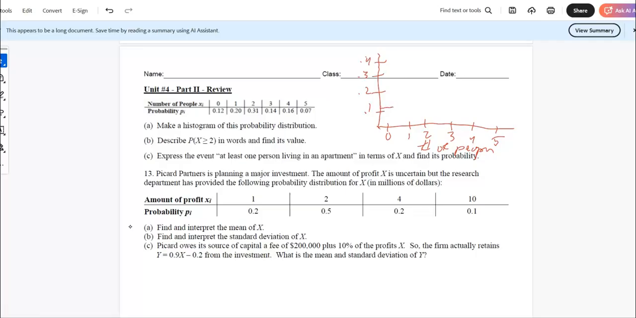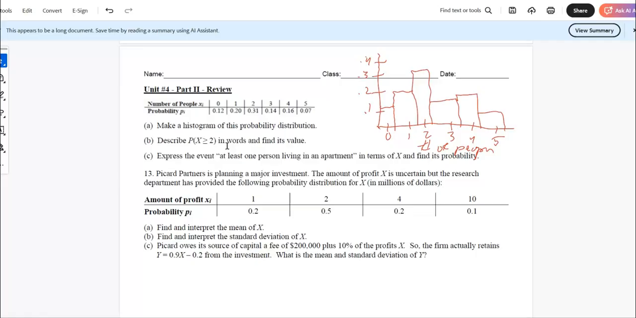So about 0.12, about 0.20. 2 is 0.31. 3 is 0.14. 4 is 0.16. And 0.07. Something like that. Describe in words.